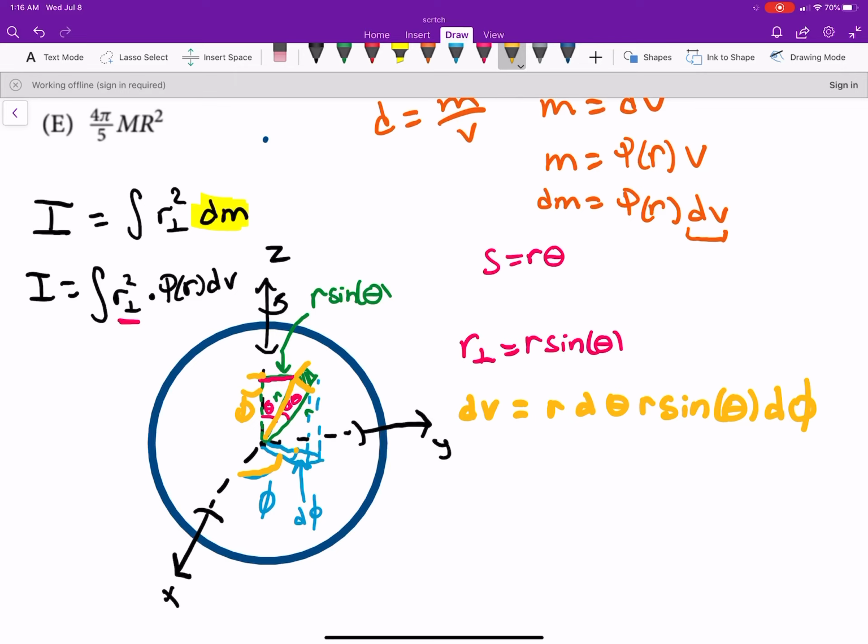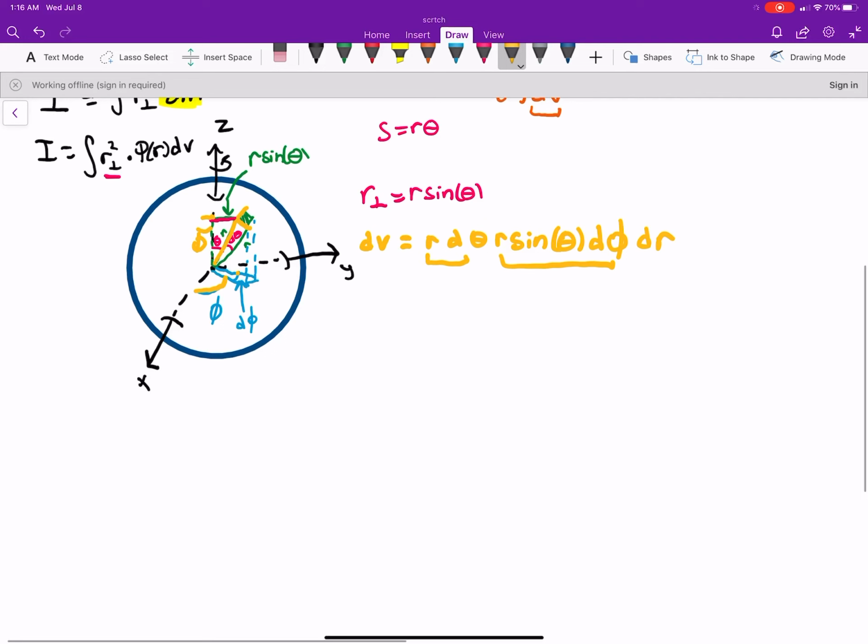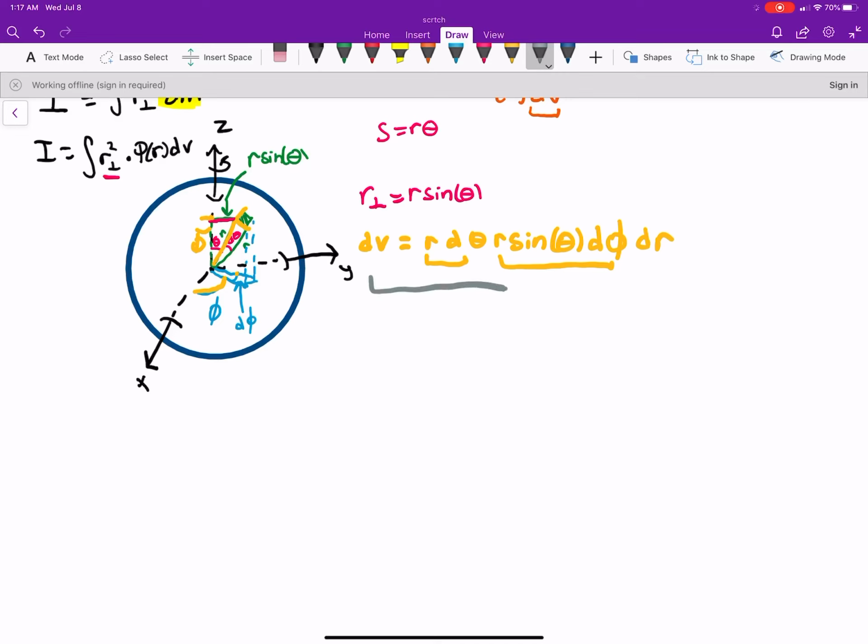So you have r d theta, r sine of theta d phi, and then we just need that last little bit. So you have essentially your length and your width, and then finally dr for that little bit of thickness. And that's your volume element. So hopefully you kind of see where this stuff's coming from, although it's hard to draw nicely. You could also just remember this for spherical coordinates, but if you didn't, that's a kind of awful derivation of it.